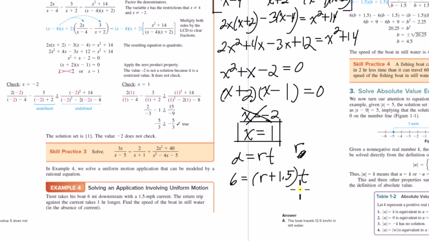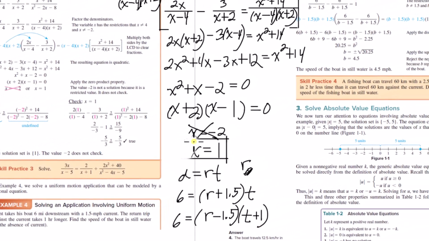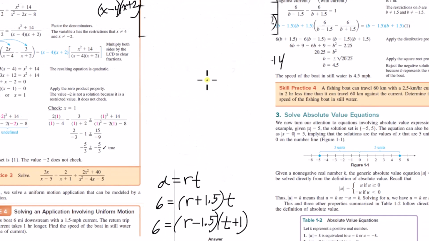T is the time to go 6 miles downstream. We can just leave that as T because it's just going to be one variable. For the return trip, it's going to be 6 miles, and then it's going to be his rate against the current, but then the time is going to be 1 hour longer, T plus 1. The rate is in miles per hour, so we can just leave the time in hours. Okay, so we're trying to solve for r. That's what the question is asking. So let's see what we can do.